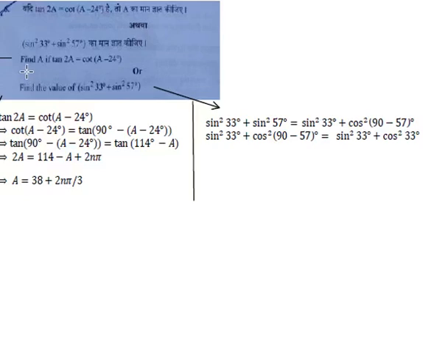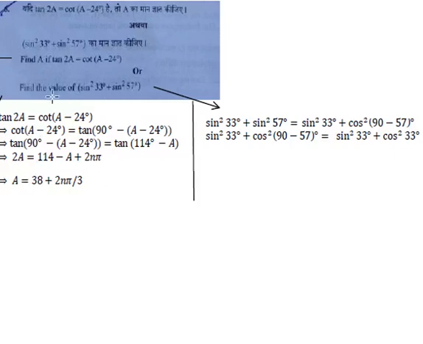In the sixth question, part 1, we have to find the value of a, given tan 2a equals cot (a minus 24 degrees). We convert this cot (a minus 24 degrees) to tan so that we can compare the angles. We deduct this angle from 90 degrees to make it tan, and we solve for a. We add 2 n pi because there can be infinitely many solutions for a.